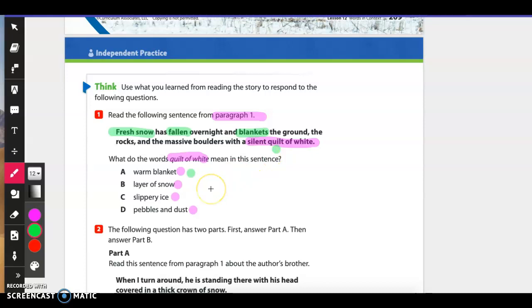So the author here is using non-literal language to help you understand or visualize what the snow looks like. If you know what a blanket is, and if you know what a quilt is, it helps you to see fresh snow covering the rocks and the boulders. So here you will choose your answer.